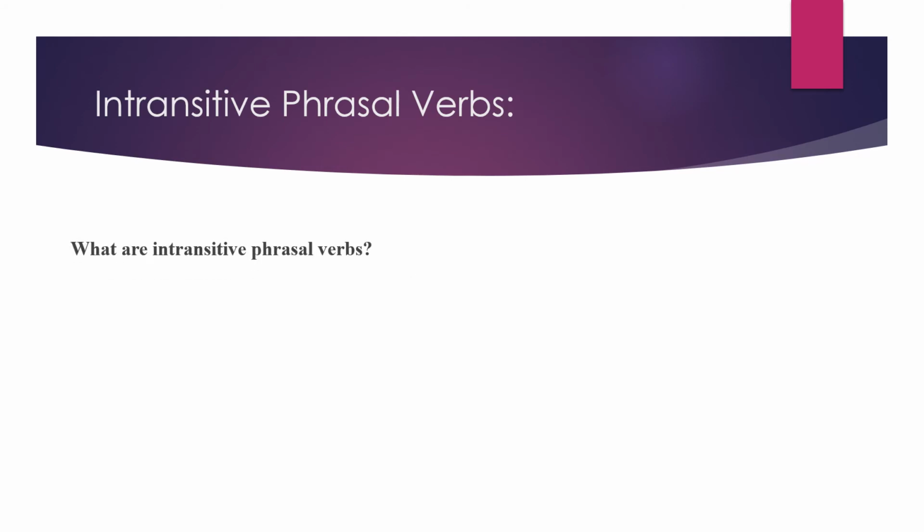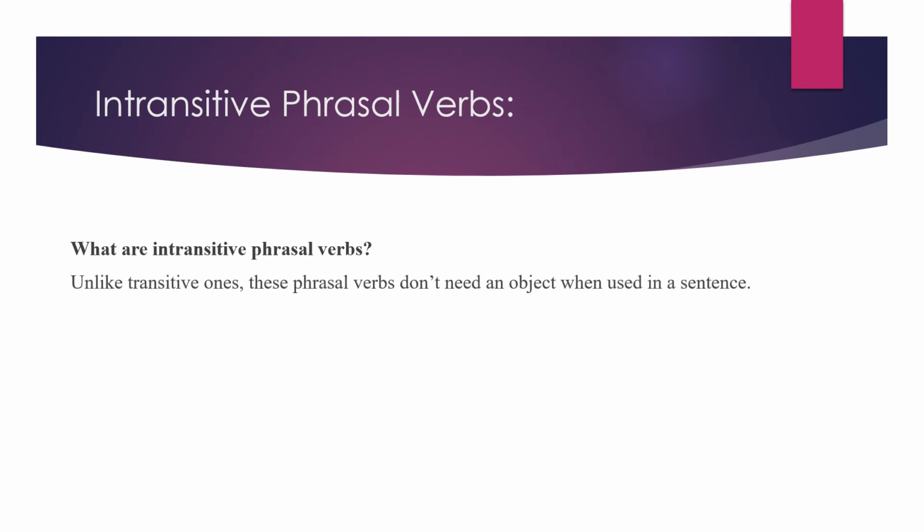Now we will see what intransitive phrasal verbs are. Unlike transitive ones, these phrasal verbs don't need an object when used in a sentence. For example, my car broke down. Over here, broke down is the phrasal verb, which means the car stopped working. So without an object, it conveys the whole thought, the whole idea. So it doesn't need an object to convey its meaning.